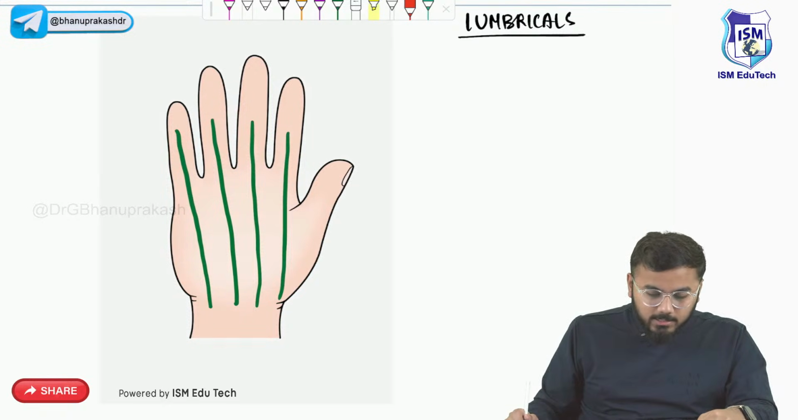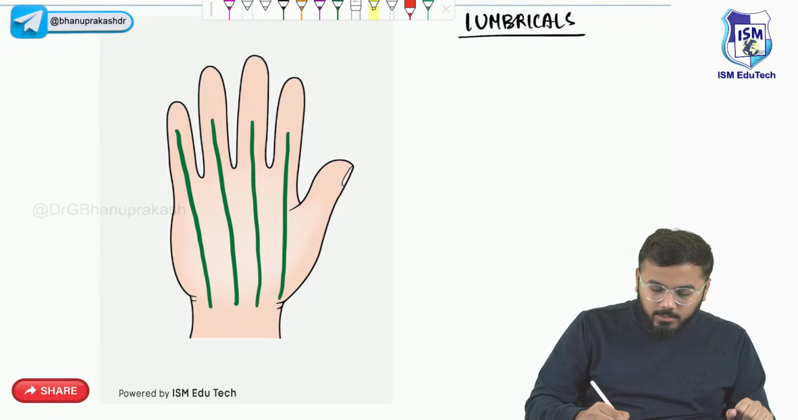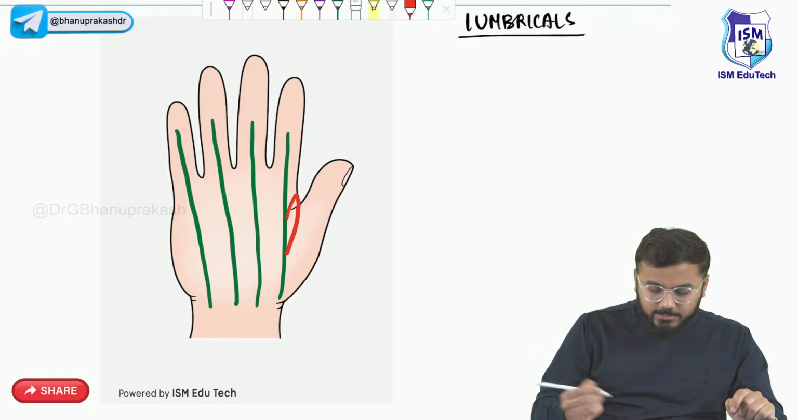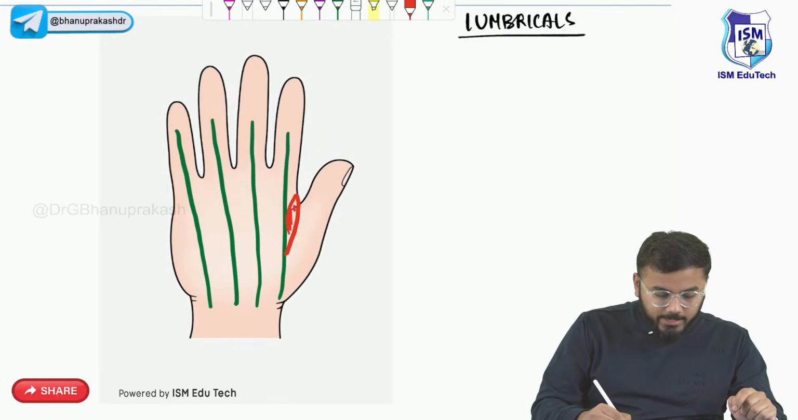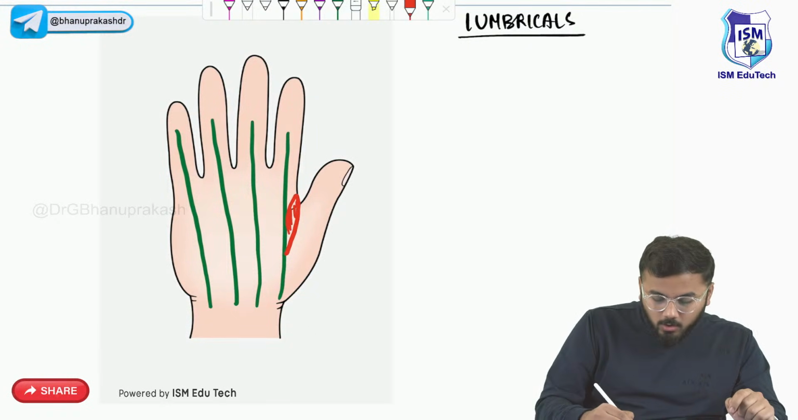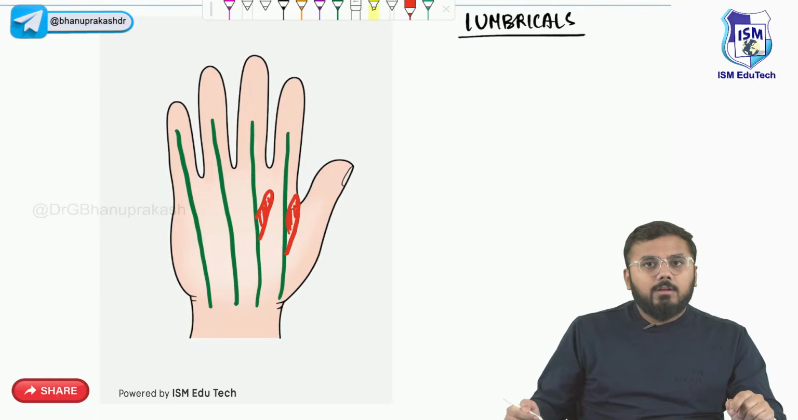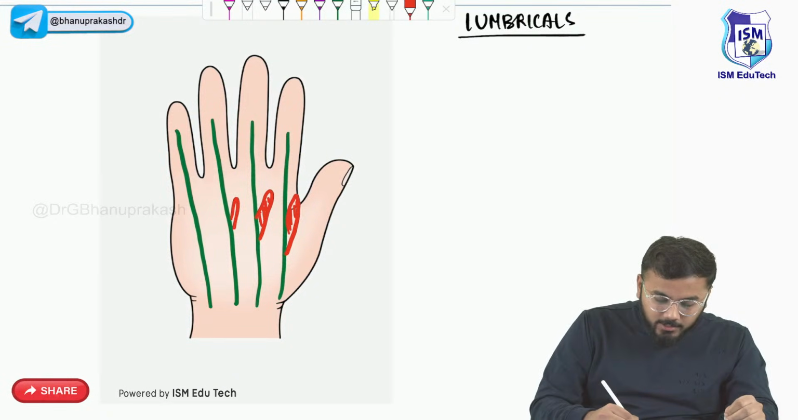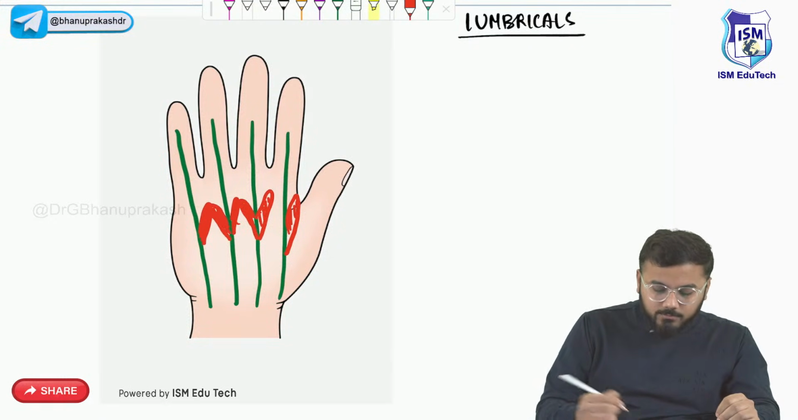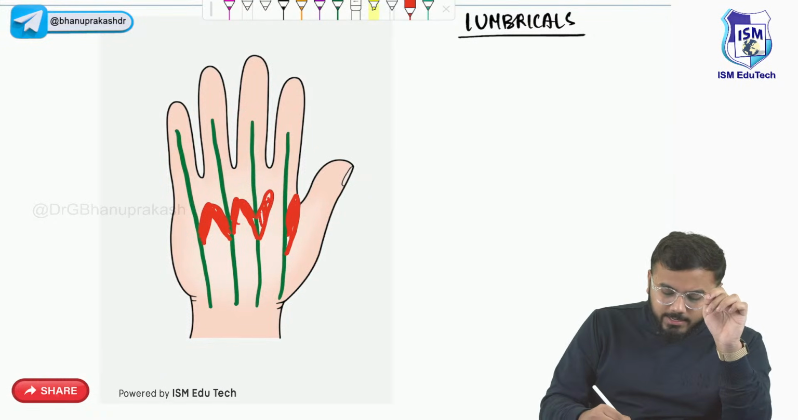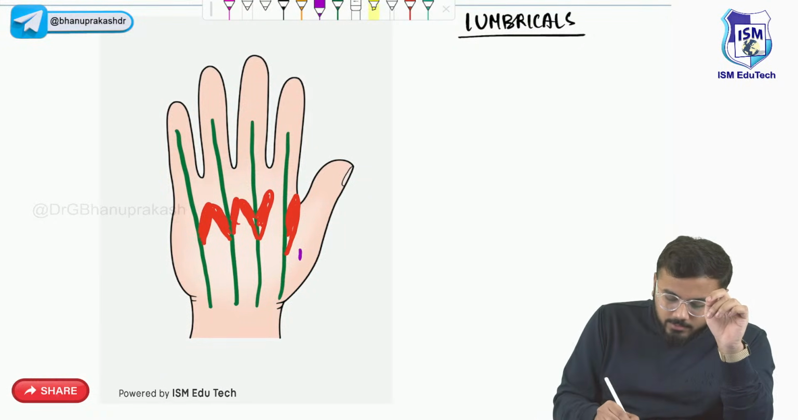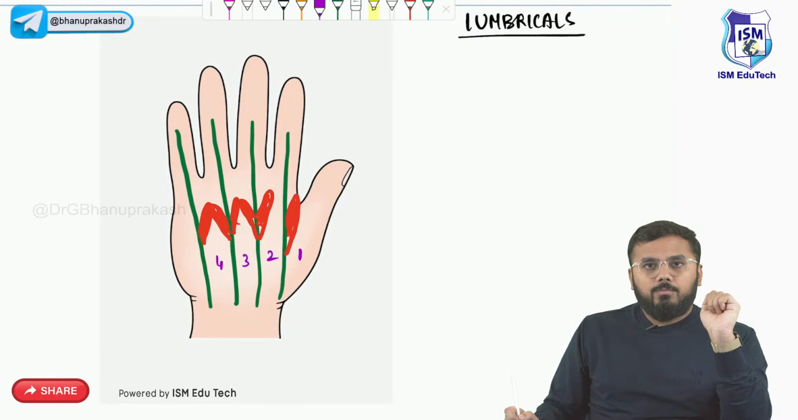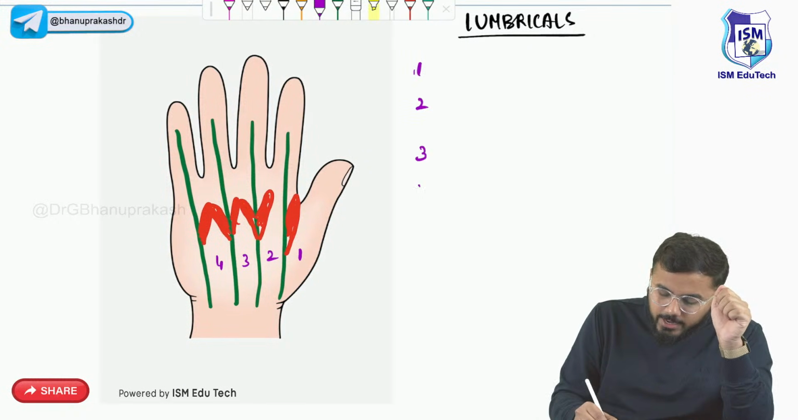Now, how do these muscles start? Look here. From the first tendon we have one lumbrical like this. From the second tendon also we have a lumbrical like this, right? Now look at the third lumbrical. The third lumbrical is actually like this. And look at the fourth lumbrical. This is your fourth lumbrical. So how many lumbricals do we have here, guys? We have 1, 2, 3 and 4 lumbricals.